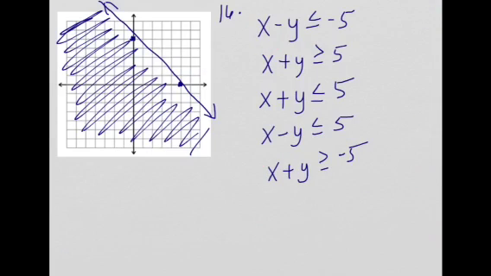Alright, let's try another one. Again, we've been given a graph and we've been given some inequalities to see and match. So what we're going to do is look at what the graph tells us. When we look at the graph, we're going to notice that the graph is shaded below the line, which means we're going to have y less than. We've got a solid line, so it's going to be less than or equal to.